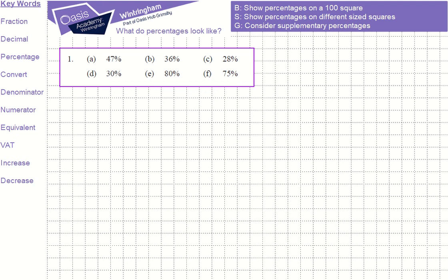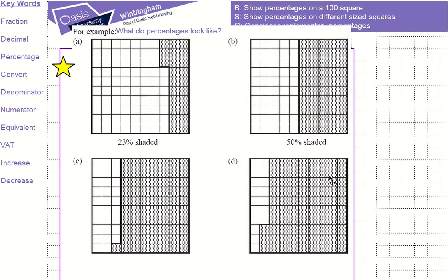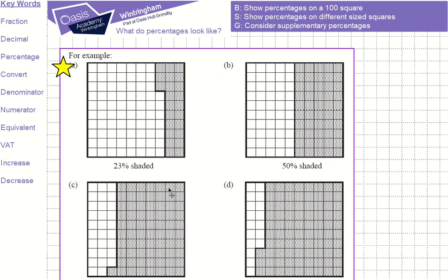Here's the answers for question 1. Here's the answers for the first star question. Again, you could have chosen a different way to shade these, but it was really important that you had 23. On this one, 50. Oh, we haven't got the percentages there. Here was 71. And this one was 83. So it didn't matter how you'd shaded it, just that you had the same number of shaded squares.